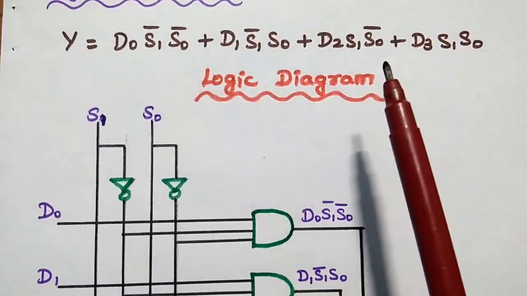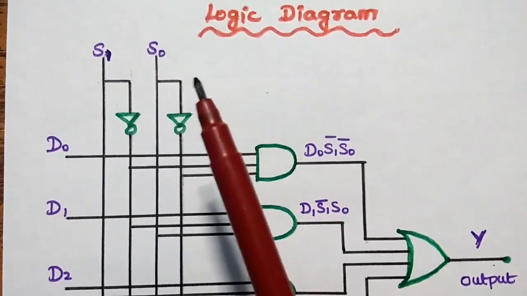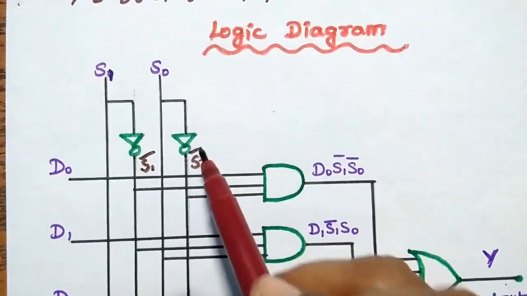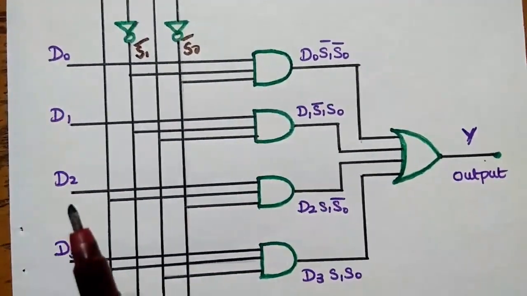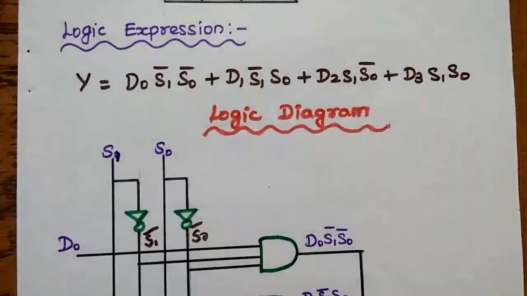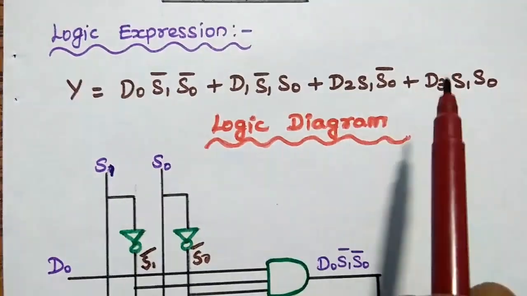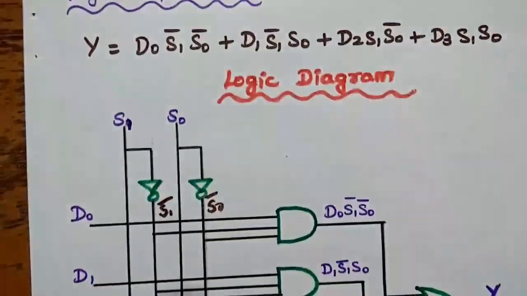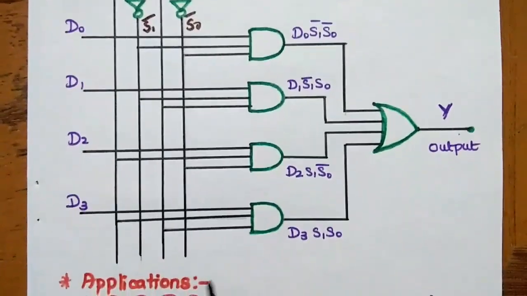For this logic expression, we can draw the logic diagram like this. S1, S0 both are the selection lines, and then we can obtain the complement of S1 and S0 like this here. And there are 4 data inputs D0, D1, D2 and D3. From this logic expression we come to know that there are 4 AND gates required, 1 OR gate and 2 NOT gates. So finally this is the logic diagram of 4 is to 1 MUX.